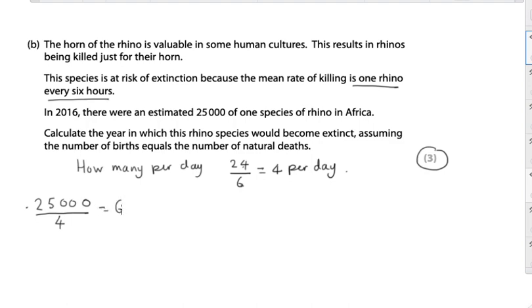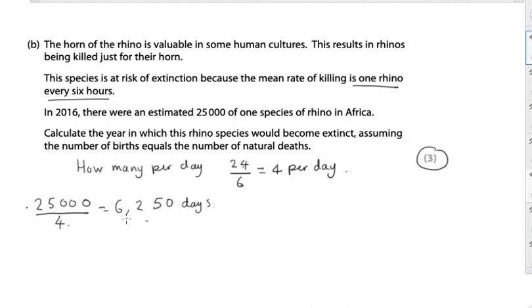And that gives us 6,250 groups of 4 rhinos. Now each of these groups of 4 rhinos dies one group a day. So this number is the number of days it would take until there were no rhinos left.